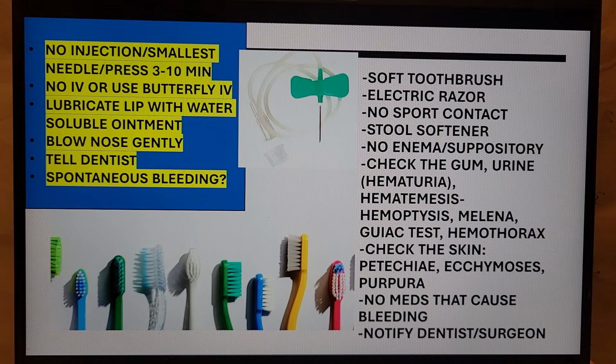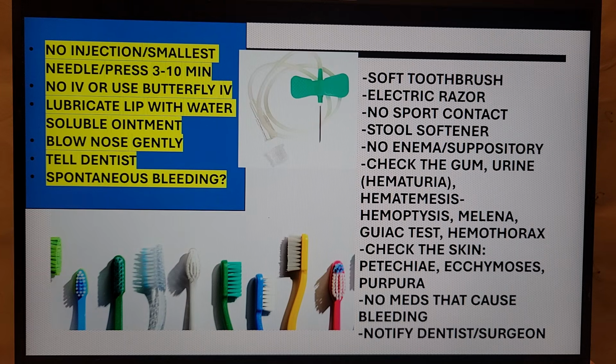So know your petechiae. Bigger than petechiae is ecchymosis, that's a bruise. And bigger than ecchymosis is purpura. Remember, this is for thrombocytopenia, right? When the thrombocyte is low, there is a risk for bleeding. So I don't want to see petechiae, pinpoint, ecchymosis, bruise, purpura, bigger than ecchymosis. Okay? Don't give them medication that causes bleeding like anticoagulant, antiplatelet, NSAID, corticosteroid, thrombolytic. Those can cause bleeding. And we already mentioned to notify the dentist or surgeon.